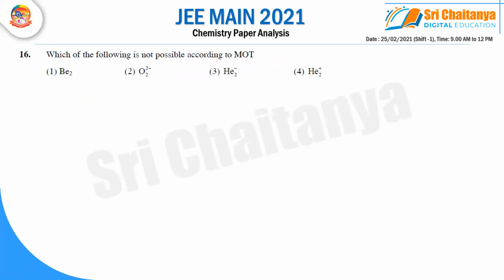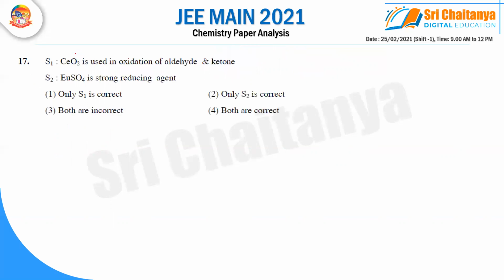Next we have: which is not possible according to MOT? If you look at the options straight away, Be2 is there. What will be the configuration? Sigma 1s2 and then sigma 1s star 2. So here we have two electrons in the bonding and two electrons in the anti-bonding. So overall the bond order will come out to be 0. And if we have a 0 bond order, then the molecule doesn't exist. That makes my answer 1.